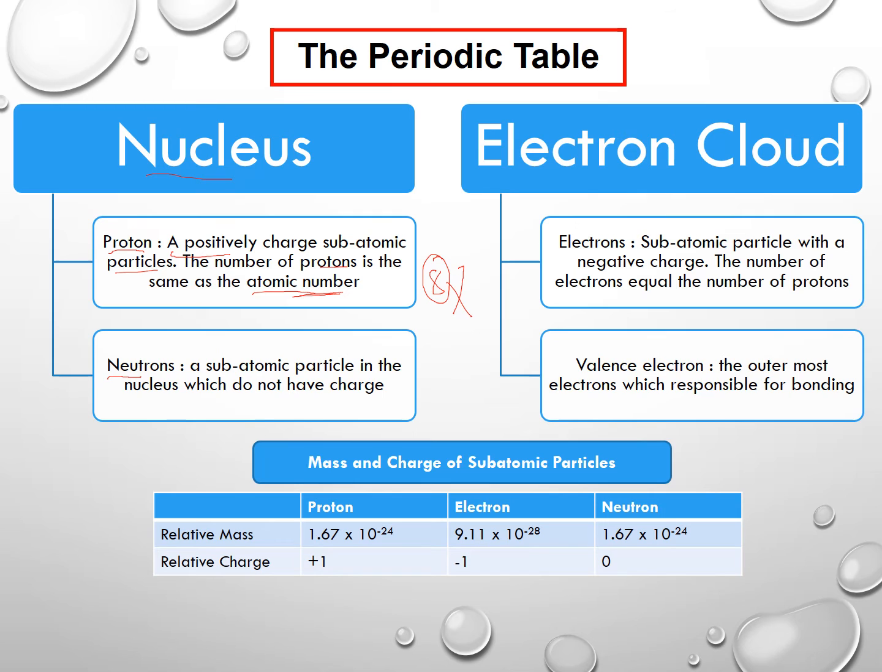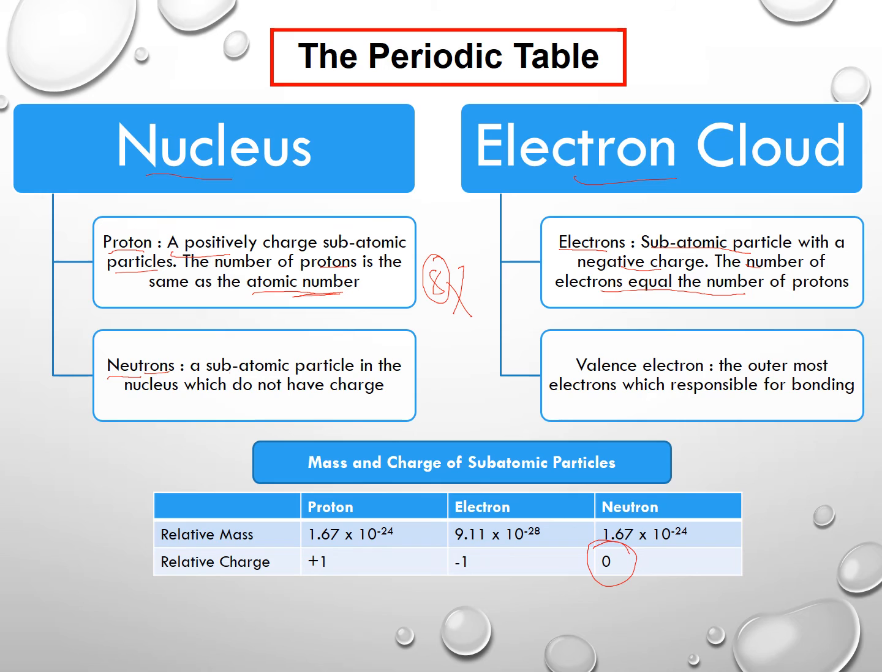Okay, the next one is neutron. Neutron is a subatomic particles in the nucleus which do not have charge. So dia adalah zero charge lah, neutron. Okay, the electron cloud. So dalam electron cloud dia ada electrons. So electron is a subatomic particles with a negative charge, and the number of electron is equal to the number of proton, as I mentioned previously, which is atomic number is equal to number of proton and number of electron.